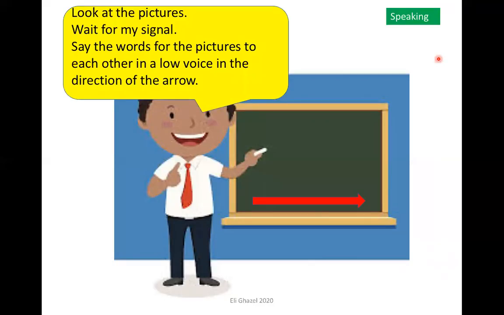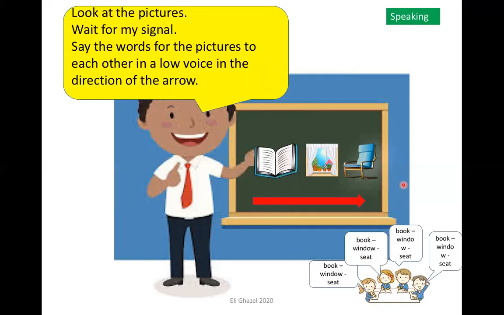You tell the children, look at the pictures, wait for my signal, say the words for the pictures to each other in a low voice, and you point in the direction of the arrow. Now, when you put the first picture, raise your hand up with your palm facing forward, or you can wag your finger as don't talk now. Don't talk. Then you give the signal, now. And the children will say to each other, book, window, seat.